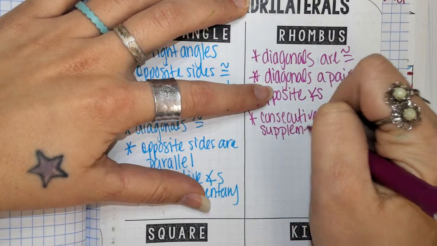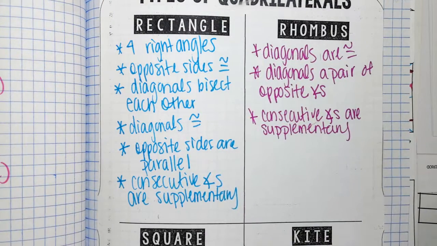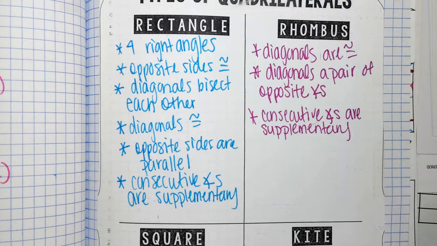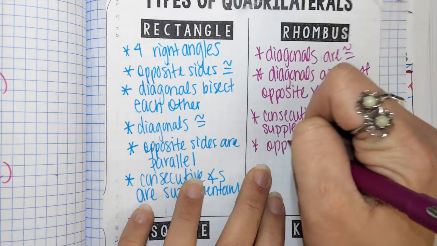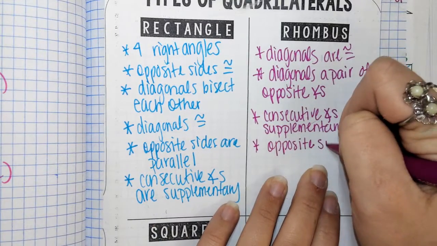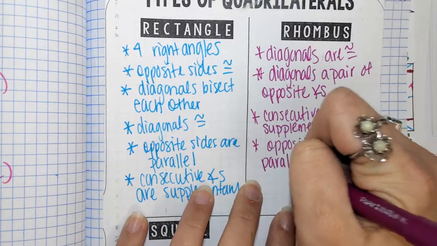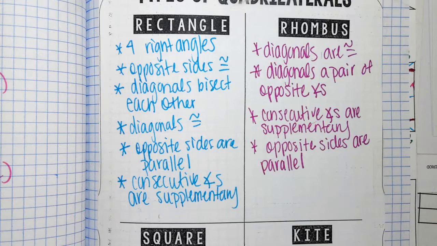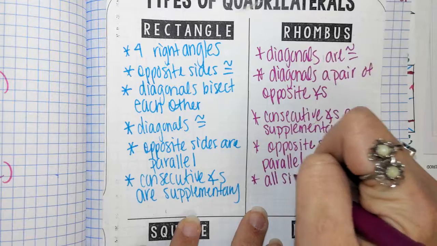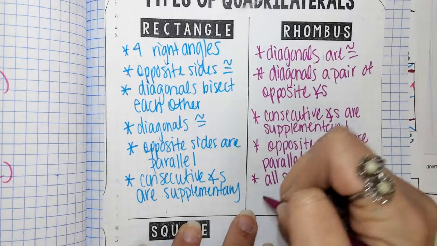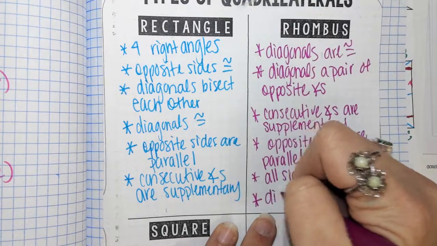Sorry. All right. Consecutive angles are supplementary. Durmstrang, nope. Already told y'all, right? So Beauxbatons right here. Opposite sides are parallel. Good. Take a point. Ravenclaw. All sides are congruent. Take a point. Slytherin. Diagonals are perpendicular. Take a point.